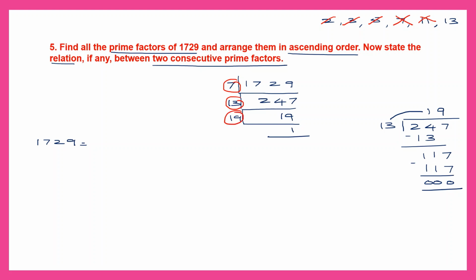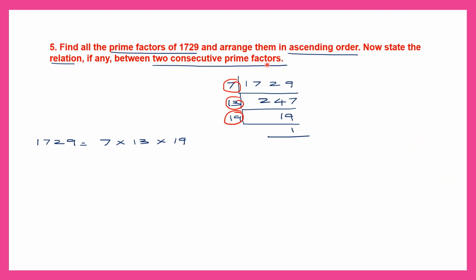Okay, so we found the first part. So let's write that, and it says arrange them in ascending order. So we start with the smallest number 7, then we put 13 and then we put 19. So they are 7 into 13 into 19. Now we've also been asked another question. Now we have been asked to state the relation, if any, between two consecutive prime factors.